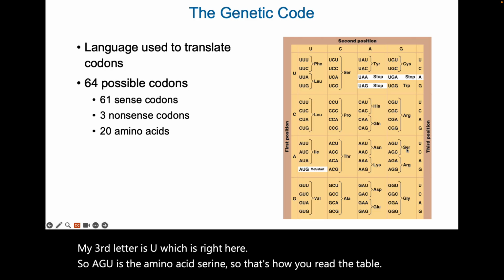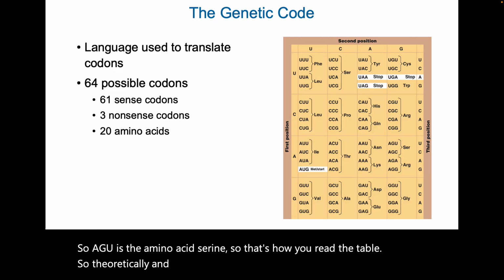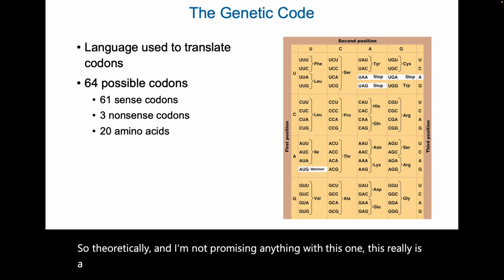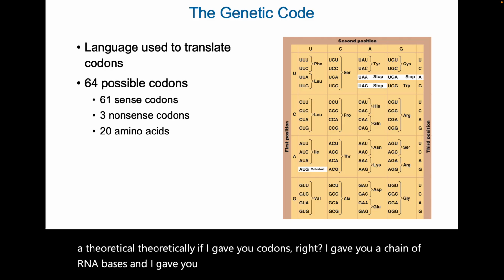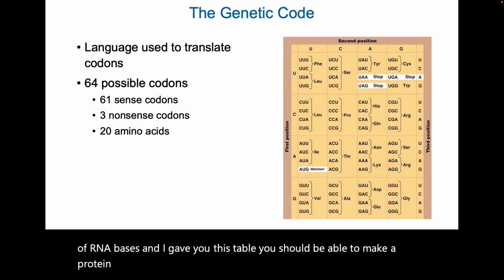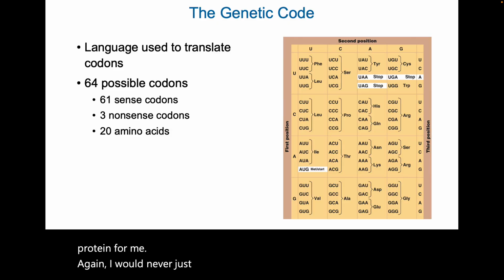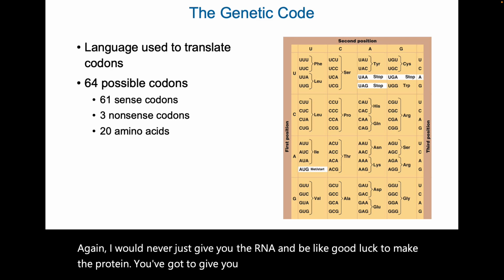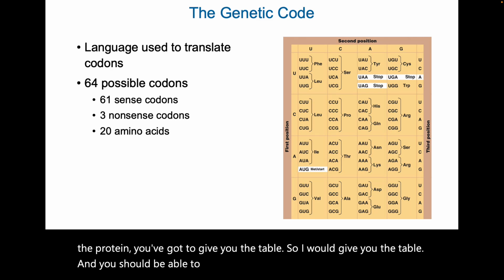So theoretically, and I'm not promising anything with this one, this really is a theoretical. Theoretically, if I gave you codons, right, I gave you a chain of RNA bases and I gave you this table, you should be able to make a protein for me. Again, I would never just give you the RNA and be like, good luck, make the protein. I've got to give you the table. So I would give you the table and you should be able to make the protein. One of those fundamental biology things.